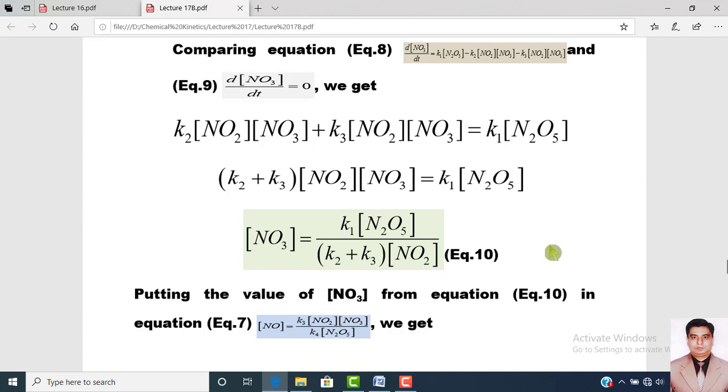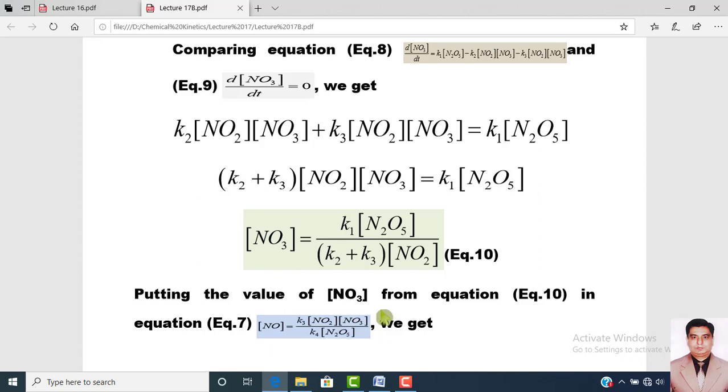Dear students, now we will put the value of NO3 from equation number 10 back into equation number 7, that is this one. According to equation number 7, NO is equal to K3 into NO2 into NO3 divided by K4 N2O5. So we will put this value from equation number 10 into equation number 7 here, that is the value of NO3.